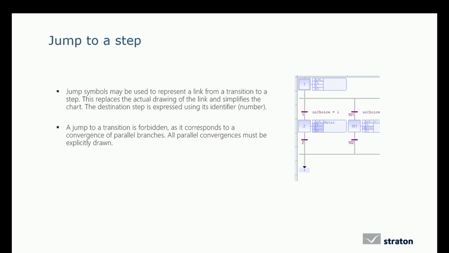It is possible to jump to a step. The jump symbol may be used to represent a link from a transition to a step. This replaces the actual drawing of the link and simplifies the chart. The destination step is expressed using its identifier, its number. A jump to a transition is forbidden as it corresponds to a convergence of parallel branches, and we said that parallel branches must be explicitly drawn.